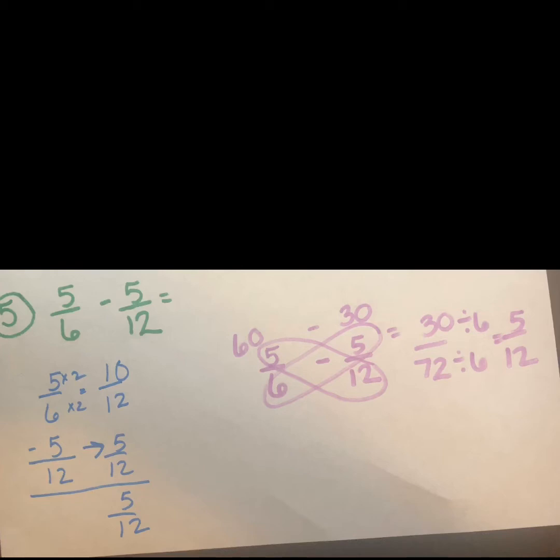Okay, now look at butterfly method. You have 12 times 5 is 60. You're working with bigger numbers now. 6 times 5 is 30. When you subtract, 60 minus 30 is 30. Denominator, 6 times 12 is 72. Now that is not in simplest form. The biggest number that goes into both is 6. So divide top and bottom by 6. 30 divided by 6 is 5. 72 divided by 6 is 12.